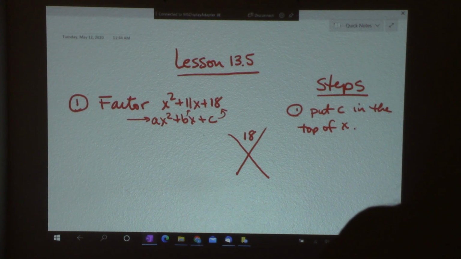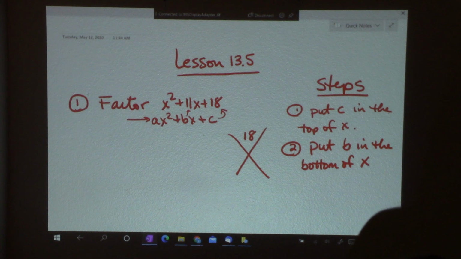Okay? Now the second thing I'm going to do is I'm going to put B in the bottom of the x. So here, that is 11. Now, they're both positive. That's important. They're both pluses. That will come into play next time.